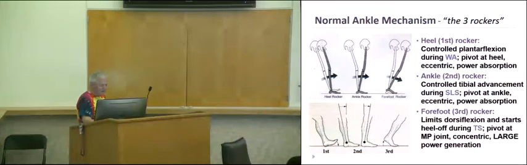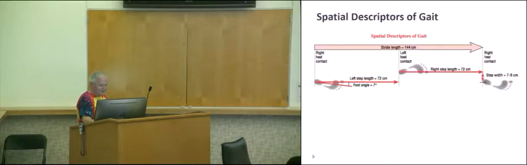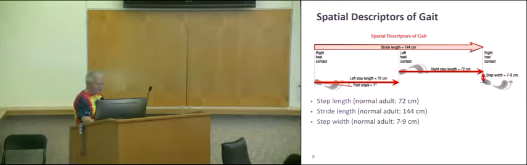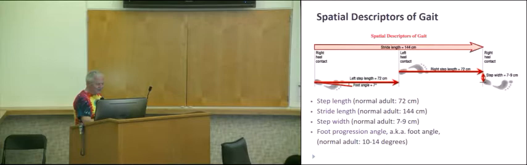So you pivot at the ankle joint, and at this point is where you get a large power generation. The other things that we describe are step length, stride length, which is the complete stride or complete cycle, and then step width, which is related to the side-to-side sway. And then the foot progression angle is about 10 to 14 degrees.